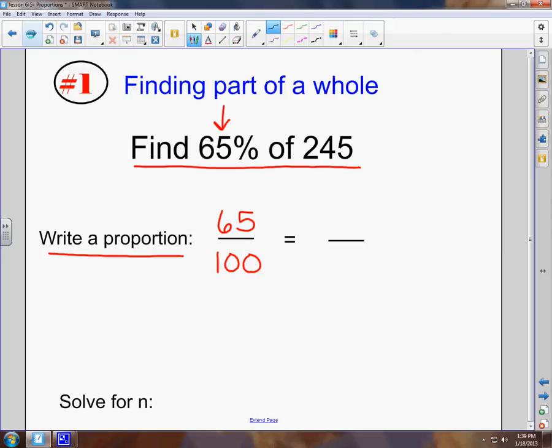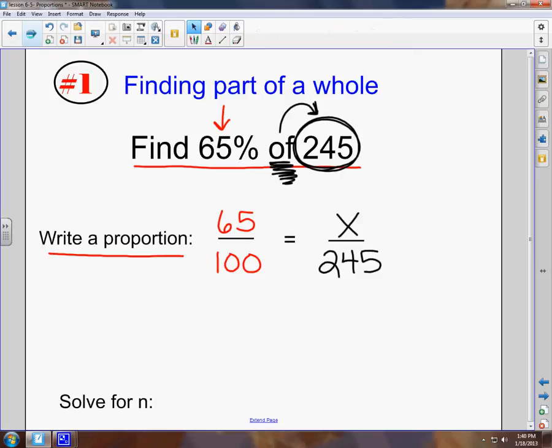Now, this next part's a little bit tricky. Now, I only have one number left. Now, do I put it on the top of the fraction or the bottom? Well, the trick here is to look for the word of. Whenever you see the word of, the number directly after it is the total. So that would go on the bottom of this proportion. And then when you have an empty space, that's your x. That's what you're going to solve for.